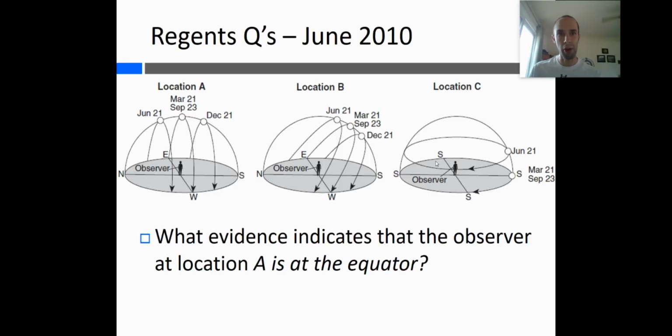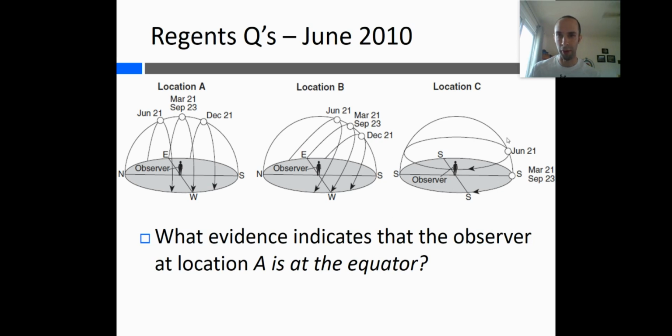All right, so questions. What evidence indicates that the observer at location A is at the equator? Well, if you remember, the equator has 2 days of the year when the sun reaches the zenith, meaning directly overhead. And you'll notice that in location A, the sun is directly overhead on the equinoxes, March 21st and September 23rd. That's your proof, and you're going to have to know that. The idea that the sun reaches the zenith at the equator twice a year, okay?